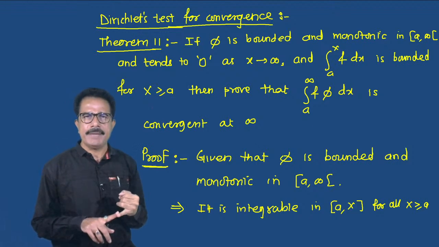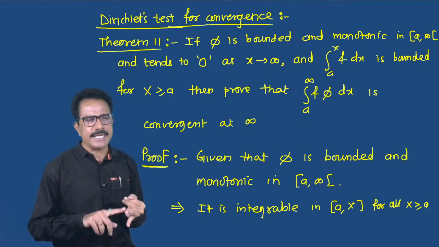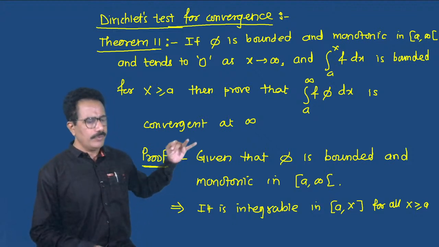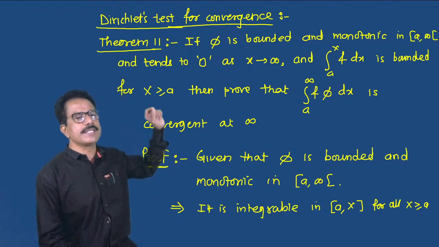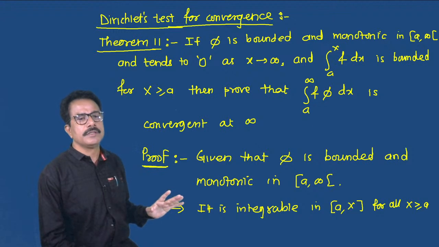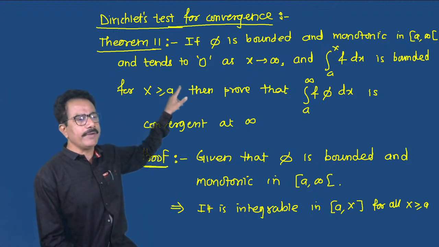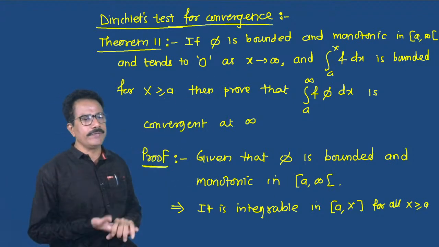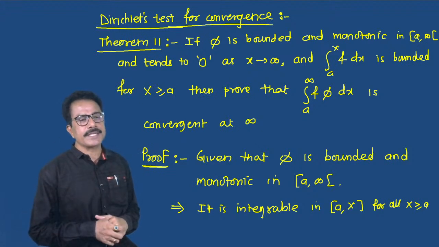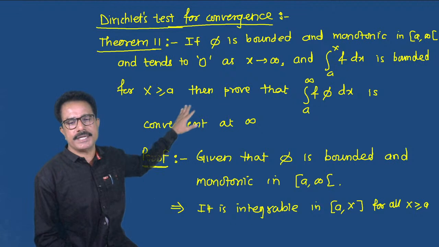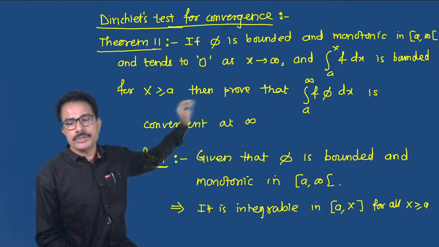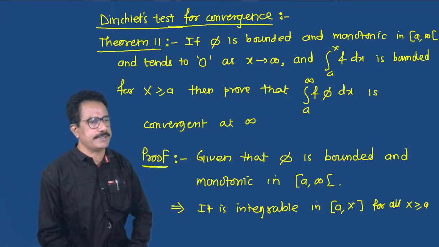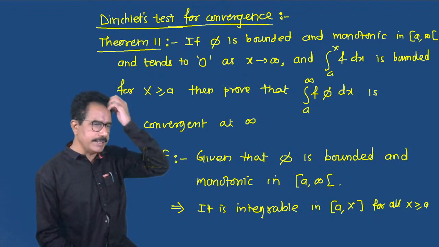It is like the Abel test, like theorem number 10, a theorem on convergence. We can write: if phi is bounded and monotonic in the semi-closed interval [a, infinity) and tends to 0 as x tends to infinity, and the integral from a to x of f dx is bounded for x greater than 0, then prove that the integral from a to infinity of f into phi dx is convergent.